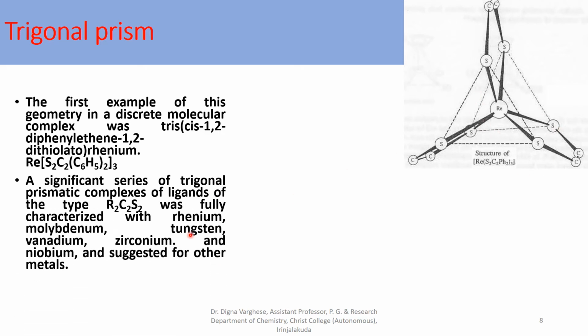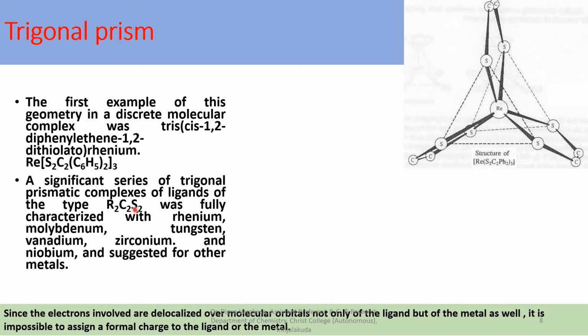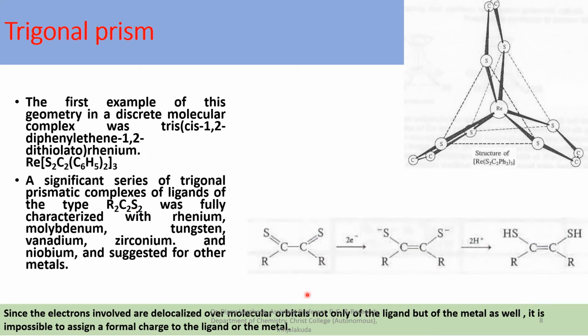A significant series of trigonal prismatic complexes has been made with ligands of the type R2C2S2. Most of these types of ligands form a trigonal prismatic geometry, fully characterized with rhenium, molybdenum, tungsten, vanadium, zirconium, and niobium, and suggested for other metals. Here you can see the C2S2R2. In this particular rhenium compound, the R is a phenyl group. Here the phenyl group is omitted for clarity.